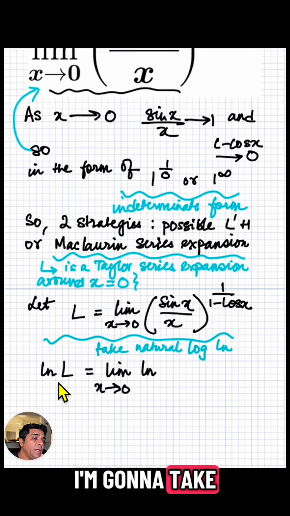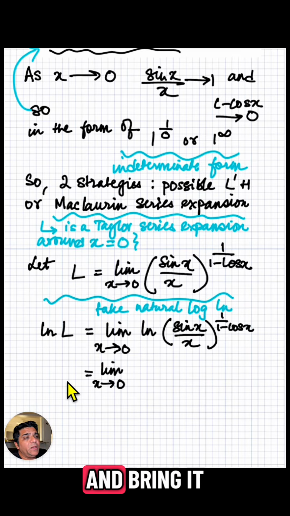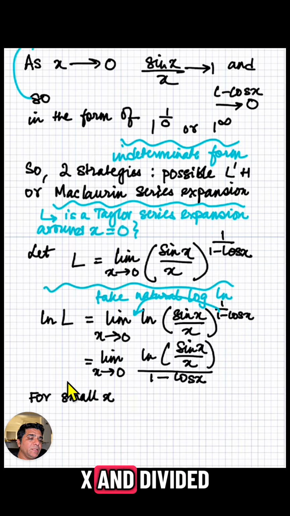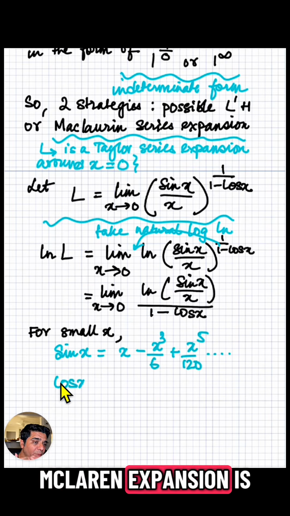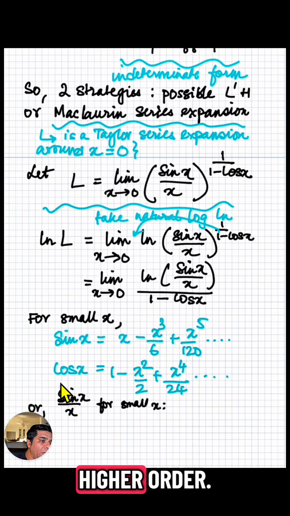Okay, so now I'm going to take the natural log on both sides of our expression. So ln of L, because I want to take the exponent and bring it in front of the ln. So now we have ln(sin x over x) divided by 1 minus cosine of x. Now for very small values of x, the Maclaurin expansion of sin x is x minus x cubed over 6 and so on. Cosine is 1 minus x squared over 2 and so on, higher order.